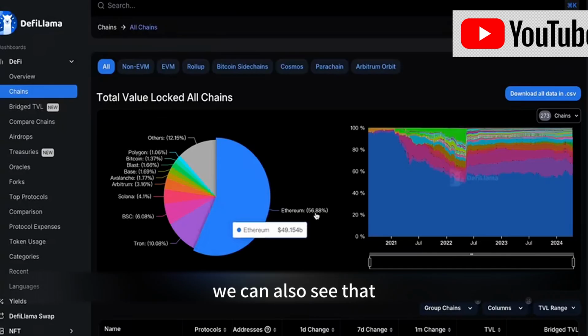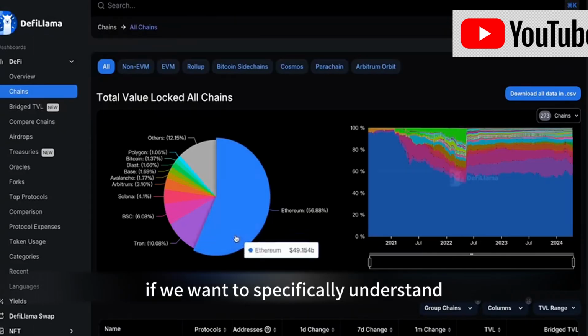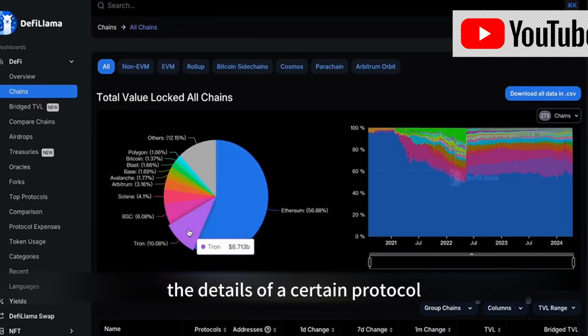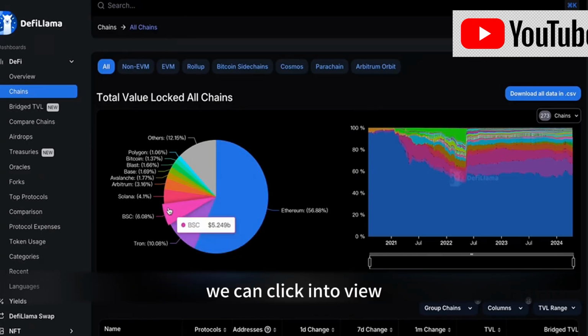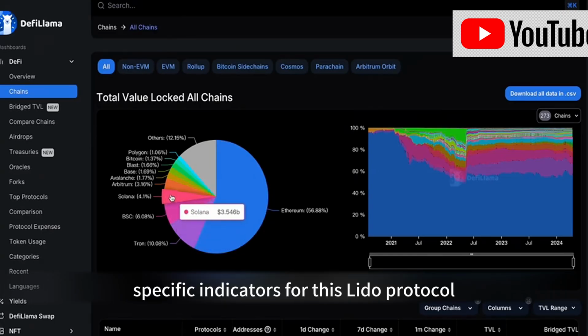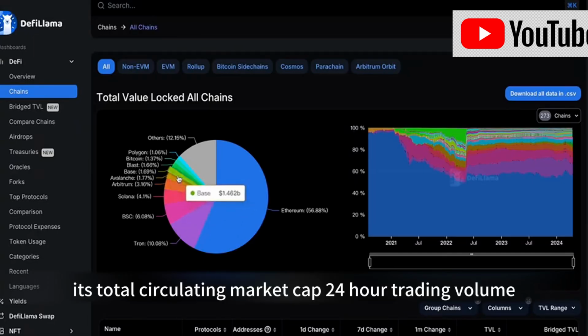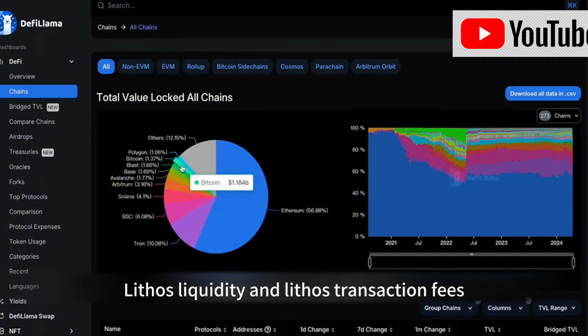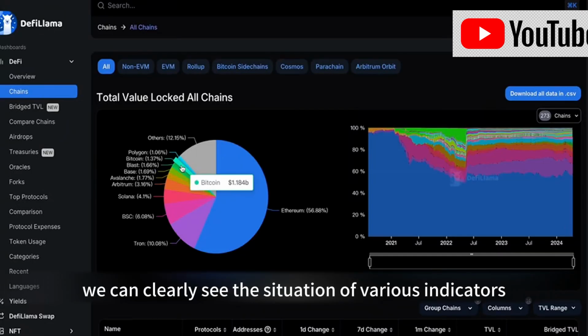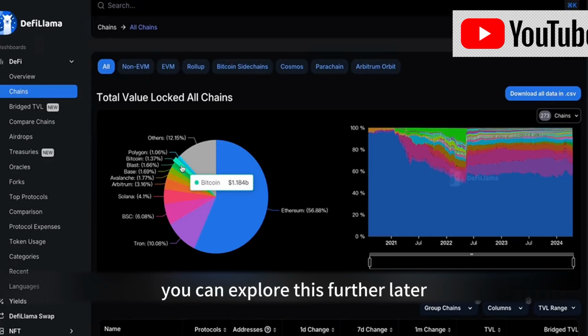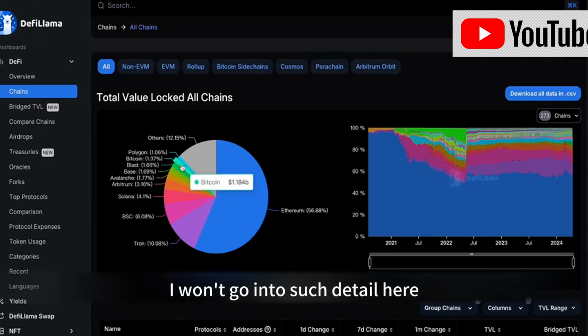We can also see that if we want to specifically understand the details of a certain protocol, we can click into view specific indicators for this Lido protocol, such as its market cap, Lido's current price of $2, its total circulating market cap, 24-hour trading volume, Lido's liquidity, and Lido's transaction fees. We can clearly see the situation of various indicators. You can explore this further later. I won't go into such detail here.